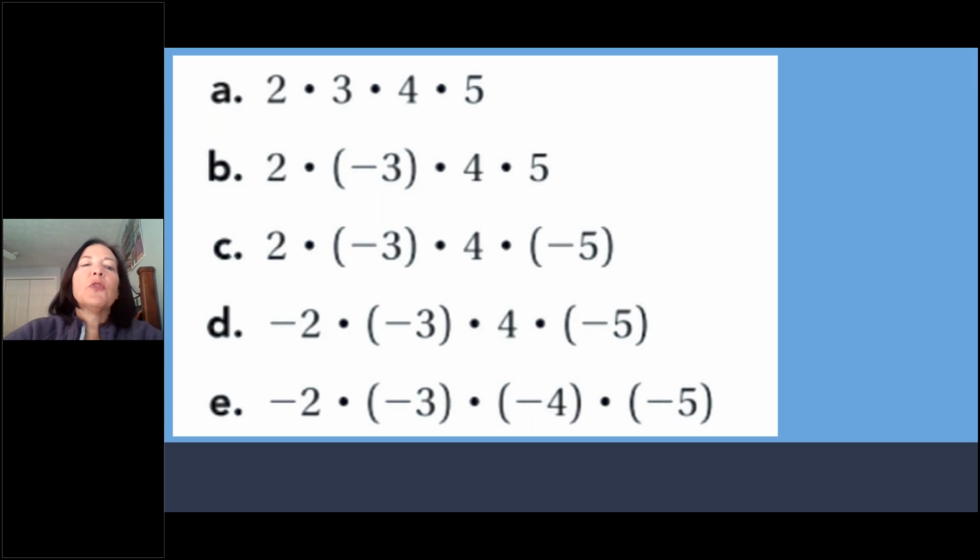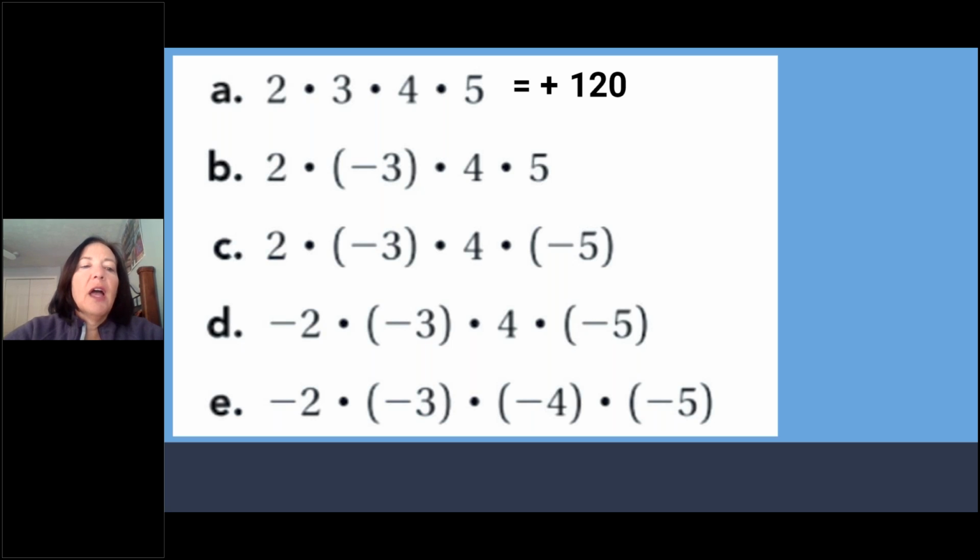2 times 3 times 4 times 5. What's that going to be? I'll give you a minute to multiply this one out. It takes a while. 20. 120. That is correct. So it's going to be a positive 120.